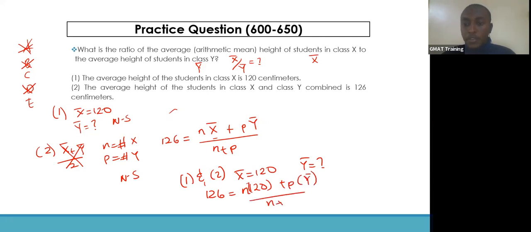N plus P. So this simplified is 120N plus P Y bar all over N plus P. Now, it has simplified most of the values, but you still don't know the value of N and P, and therefore we can't deduce the value of Y bar, and therefore we can't actually find that ratio of X bar all over Y bar, and therefore this is also not sufficient, and C is not our answer.